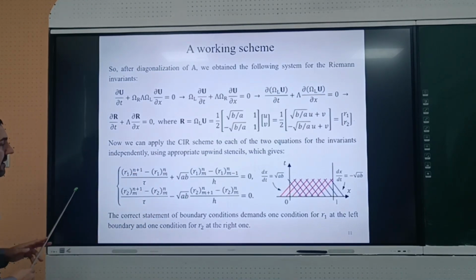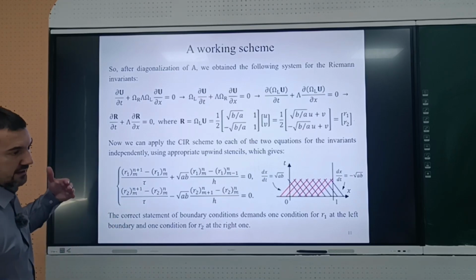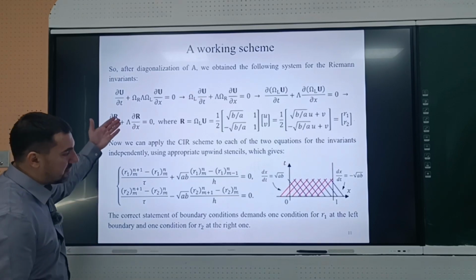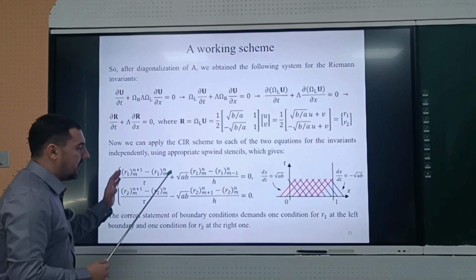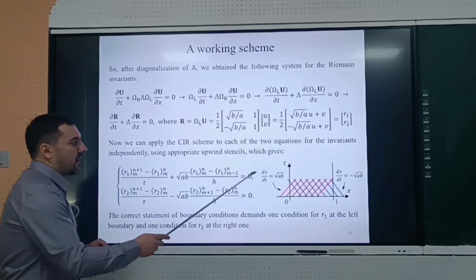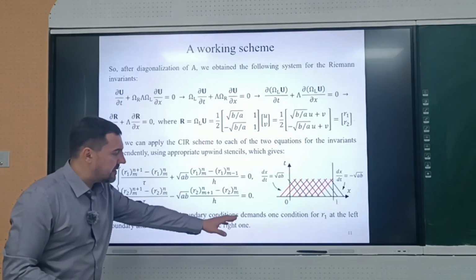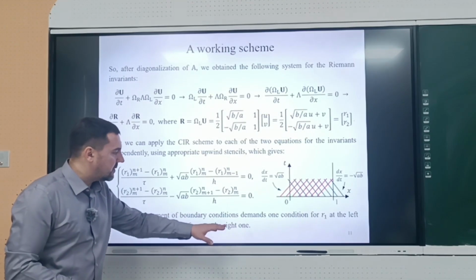We discussed it. And it turns out that this scheme works well. So this is how the Courant-Isaacson-Rees numerical scheme should be used for the solution of a linear system of equations. Riemann invariants are important not only for the numerical solution itself, but also for the correct statement of our problem. The correct statement of boundary conditions demands one condition for R1 at the left boundary and one condition for R2 at the right one.